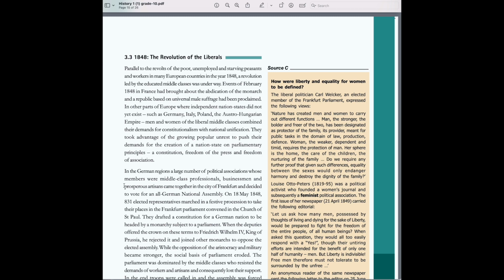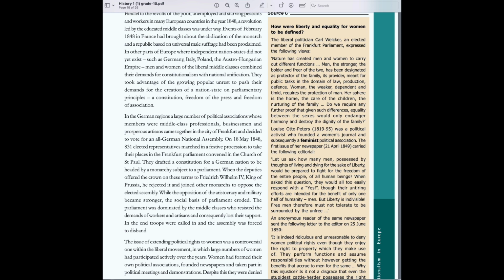In other parts of Europe where independent nation states did not yet exist, such as Germany, Italy, Poland, and the Austro-Hungarian Empire, men and women of the liberal middle classes combined their demands for constitutionalism with national unification. They took advantage of the growing popular unrest to push their demands for the creation of a nation state on parliamentary principles, a constitution, freedom of the press, and freedom of association.